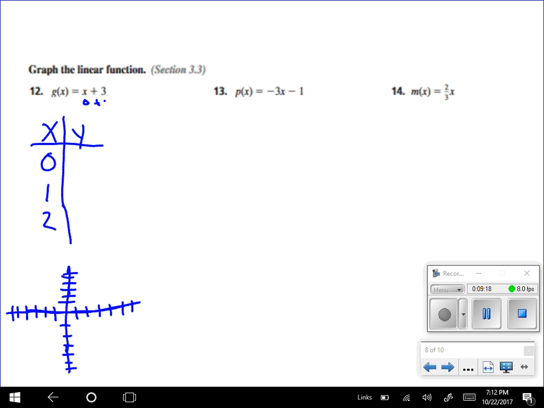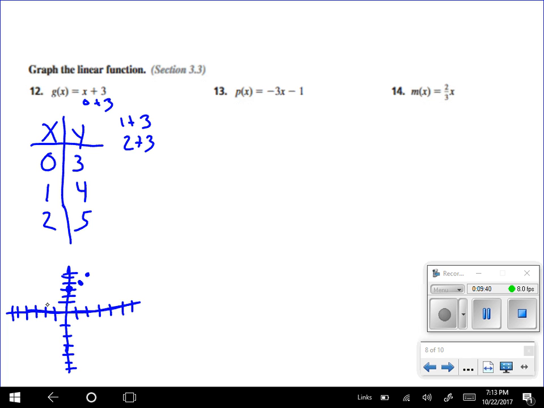So 0 plus 3 is 3. 1 plus 3 is 4. 2 plus 3 is 5. So these are my ordered pairs. 0, 3, 1, 4, and 2, 5.